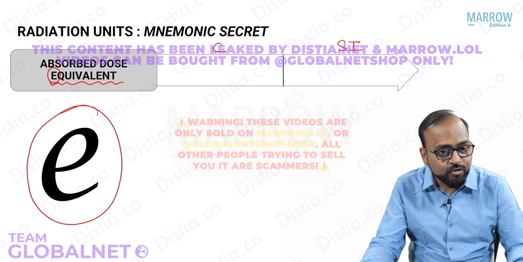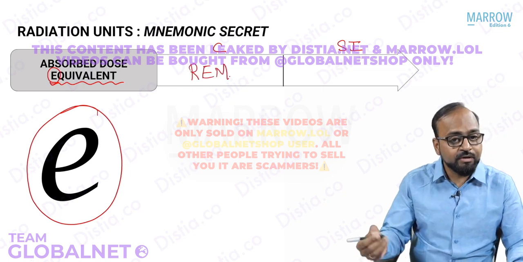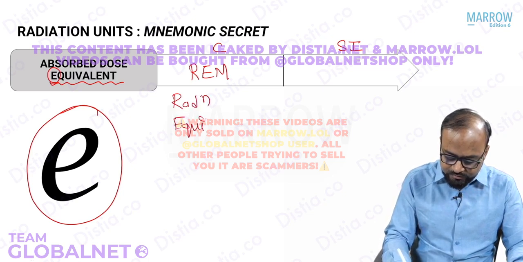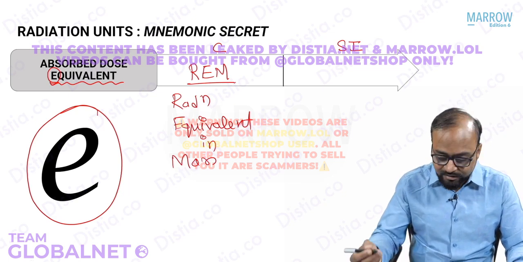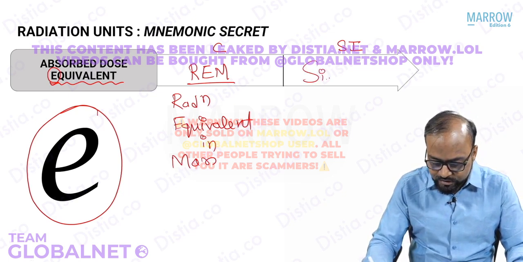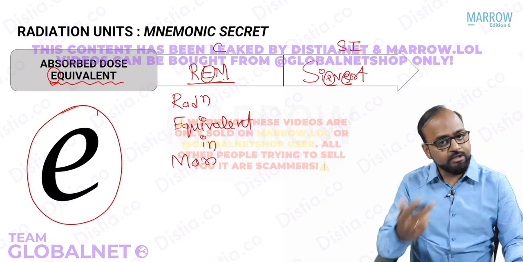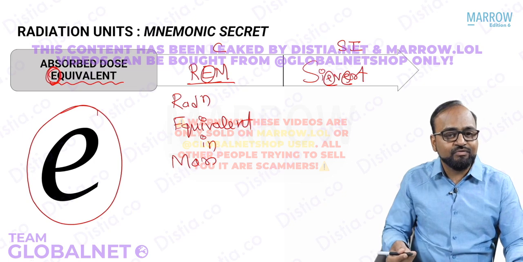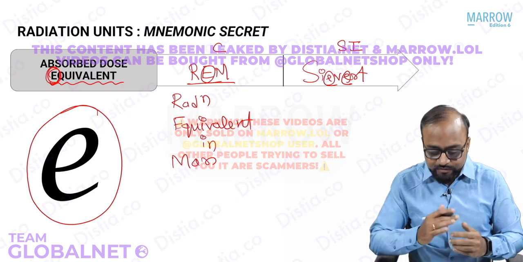So what is the conventional unit? Conventional unit is called REM. What is REM? REM stands for radiation equivalent in man. That is how REM is created, radiation equivalent in man. And what is the SI unit? SI unit is Sievert. Both of them contain E prominently, isn't it? Absorbed dose equivalent is telling us that E is the letter of highlight. That is how you can remember it, right? So remember, these are conventional and SI units of absorbed dose equivalent.